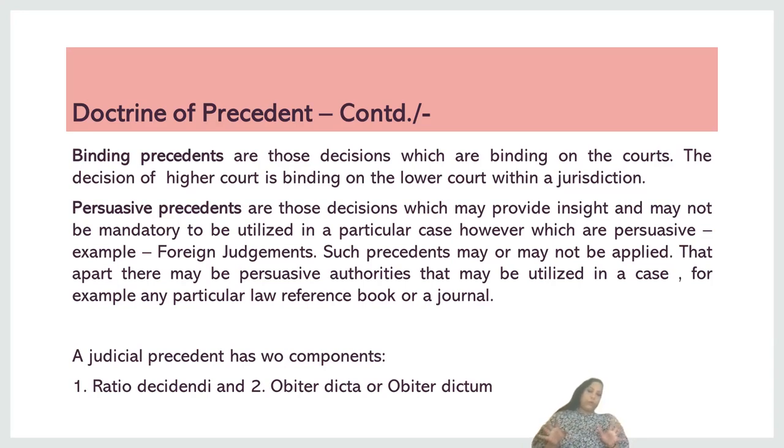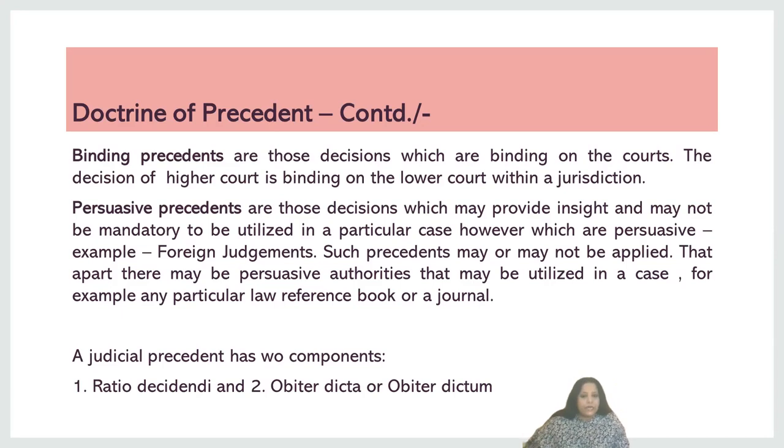Of these two components, ratio decidendi is a very important part. It is something which every lawyer looks at or every judge looks at. Ratio decidendi means the rationale or the reasoning behind a particular case: how the judge has drawn this particular conclusion, how he has come to this conclusion, why he has come to this conclusion. That is the basic ratio decidendi. The rationale behind the case is ratio decidendi.